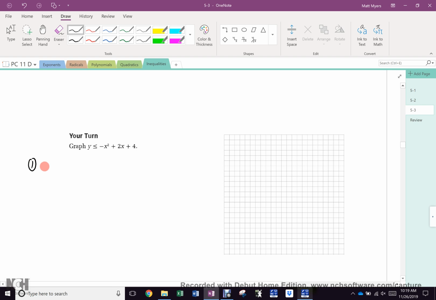Step 1, let's get that boundary line. After that, you're working on your own. Except I will remind you that it is solid.